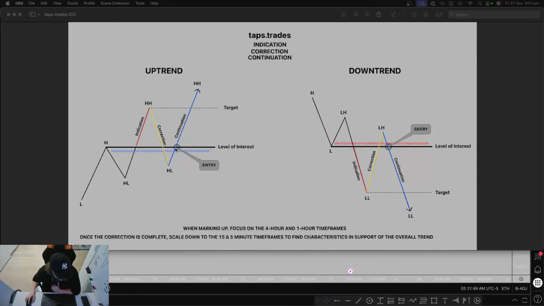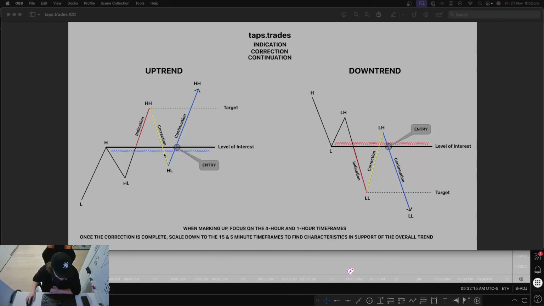What I like to do is take an entry here. My ultimate target is at this higher high level, but I also take partials at the halfway point, so halfway between your entry and that ultimate higher high. That's my preference, and that's what I like to do. So that's an uptrend, explained using the ICC strategy.